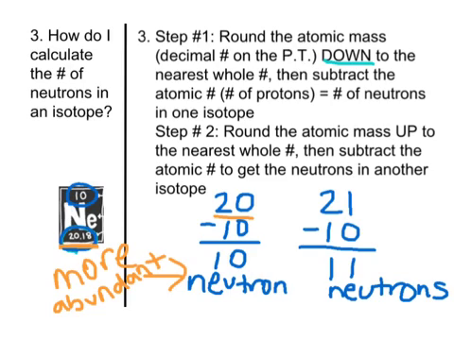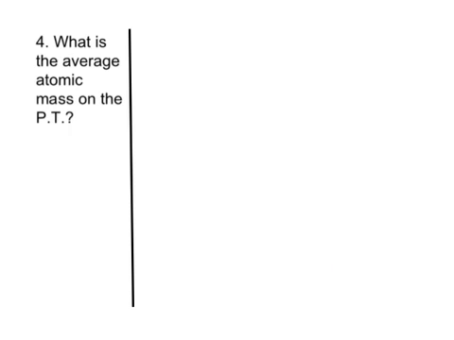So again, you have to look at your average atomic mass to figure out if it's closer to the lower number, then that's going to be the number of neutrons that's more abundant. If it's closer to the higher number, then it would be the other set of neutrons that is more abundant. We're going to end these notes here with question number 4. What is the average atomic mass on the periodic table?